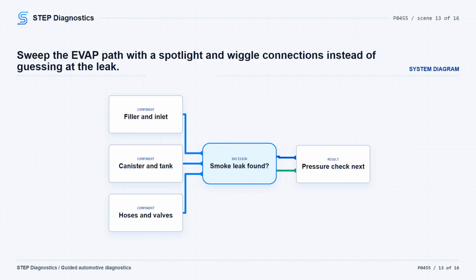If you locate the leak, repair as needed, reconnect everything. Run the PCM evaporative emission system test, and then move to pressure verification. If no leak is located, reconnect everything and still move to pressure verification.